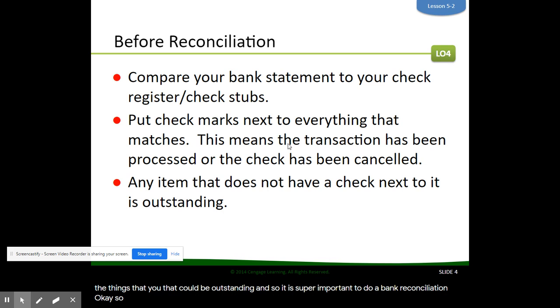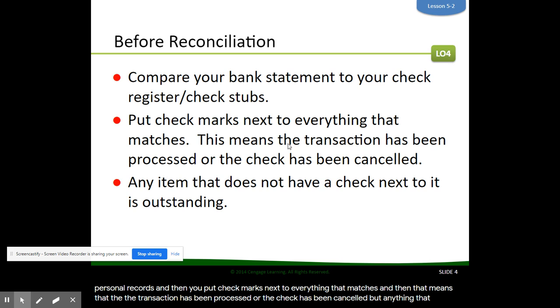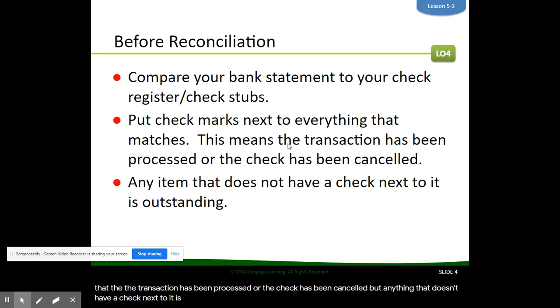Okay. So, before the reconciliation, these are the steps that you need to take. First of all, you need to compare your bank statement to your check register, your check stubs, your Excel sheet, like your personal records. And then you put check marks next to everything that matches. And then that means that the transaction has been processed or the check has been canceled. But anything that doesn't have a check next to it is outstanding. And that's the information that you need to add to your personal records, or account for not showing up in your bank statement to see how much money you actually have available to you.